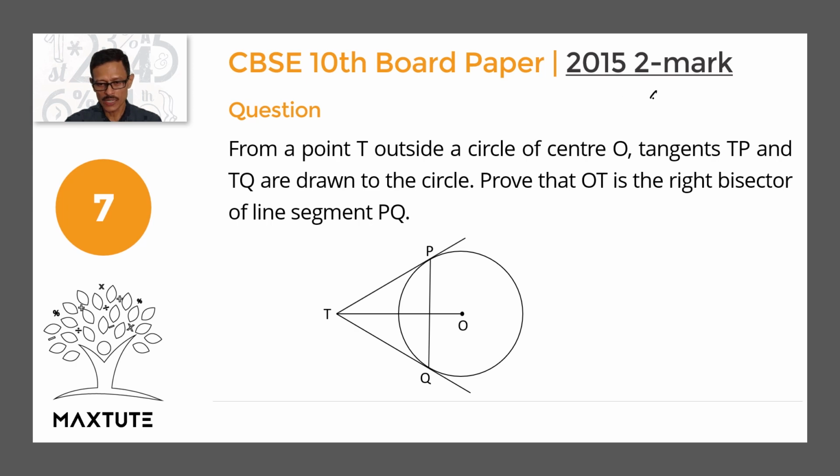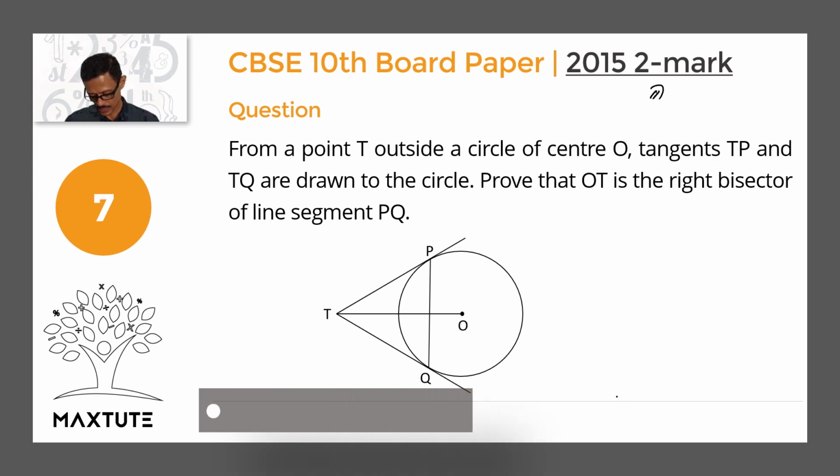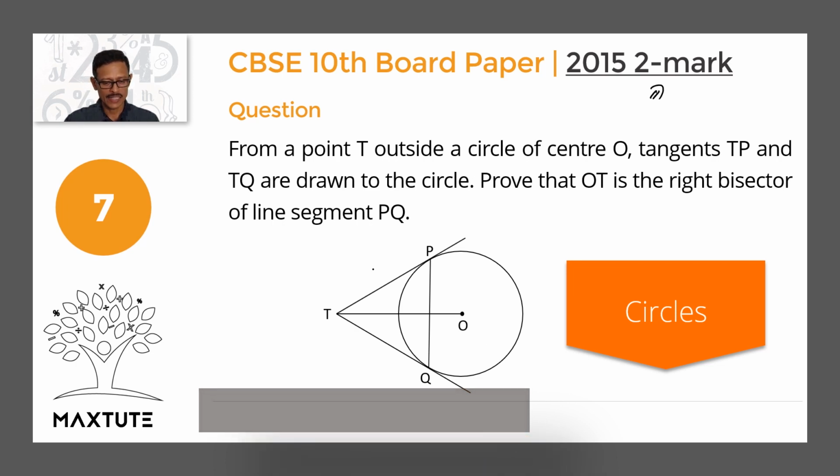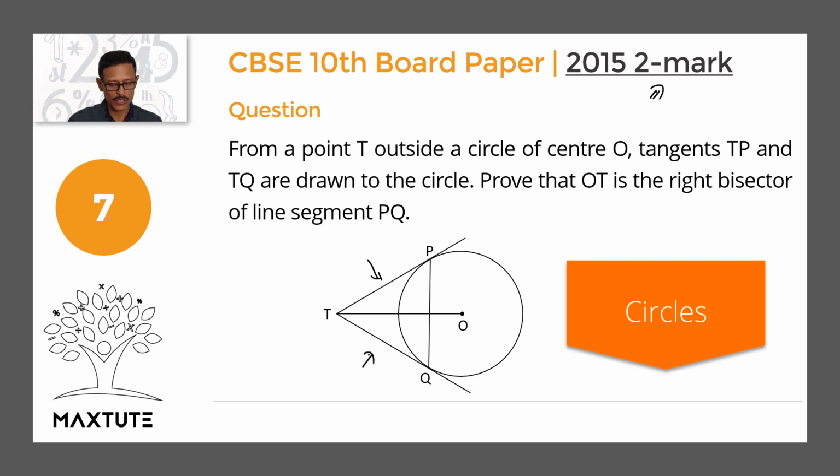This question appeared as a 2-mark question in the 2015 CBSE Class 10 Maths board paper, from the topic circles. From a 2-mark question perspective, it's a medium difficulty question. From a point T outside a circle of center O, tangents TP and TQ are drawn to the circle. Prove that OT is a right bisector of the line segment PQ.